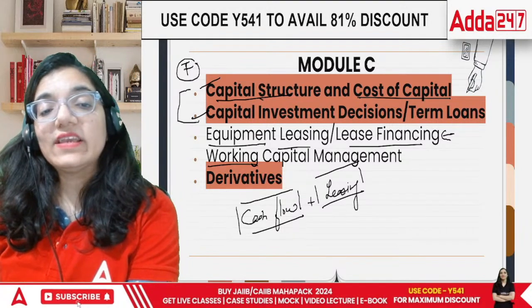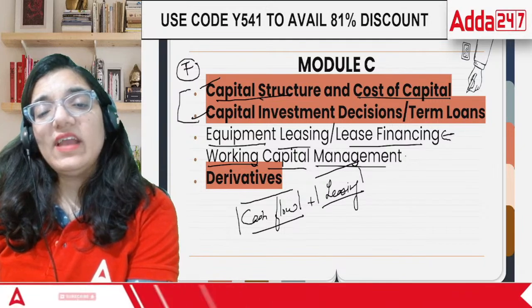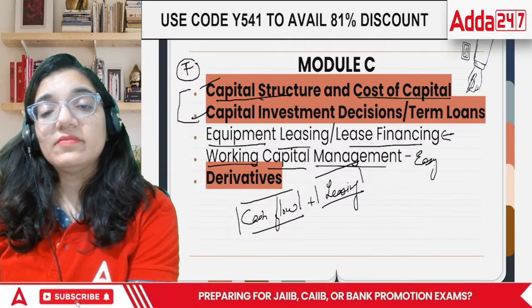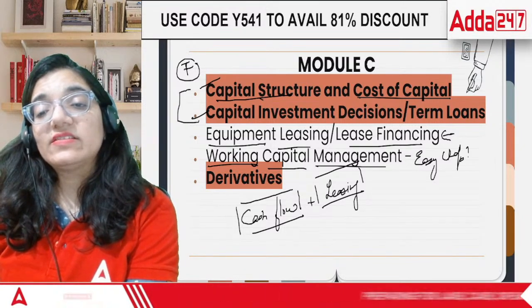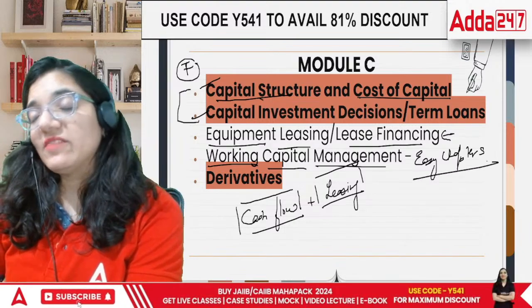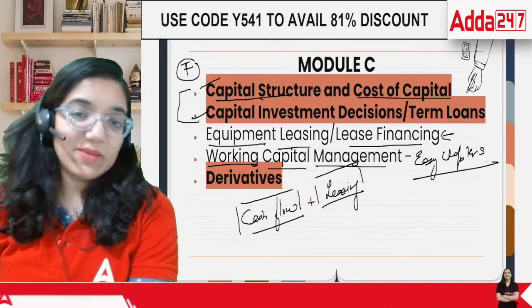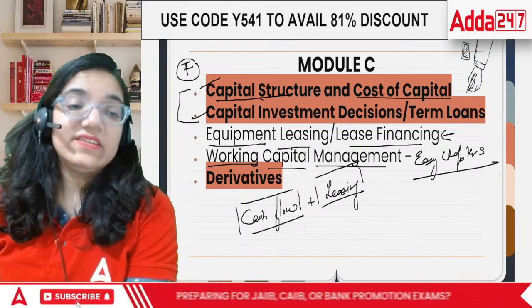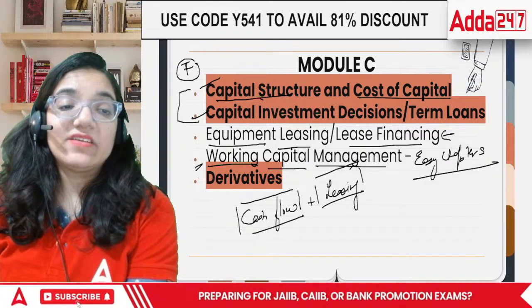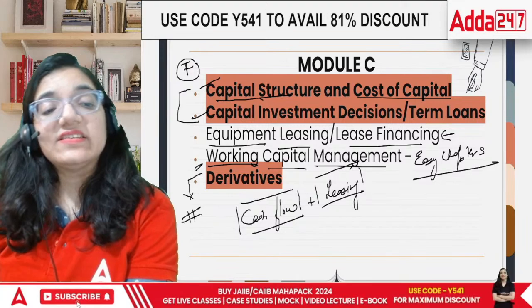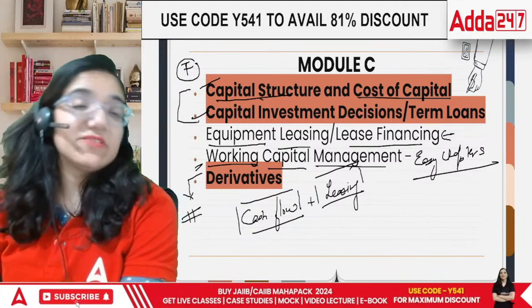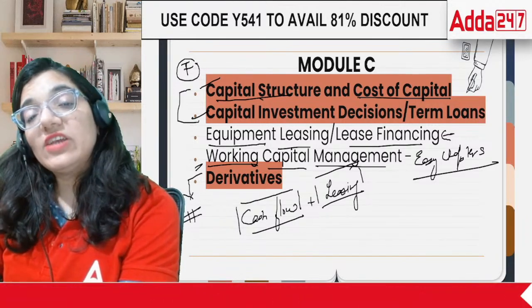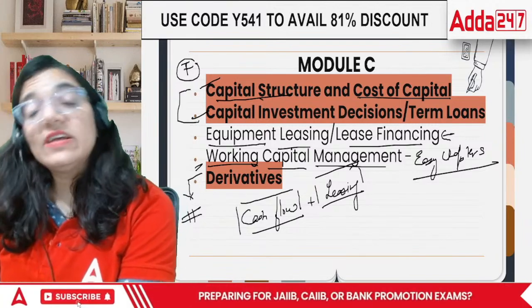Next is working capital management, an easy chapter. I won't say that there is a lot of weightage given to this chapter, but yes, an easy chapter. Now, this chapter, derivatives, is basically an investment chapter. This is done in multiple subjects for you, not only in terms of JAIIB but also in certain terms of CAIIB.